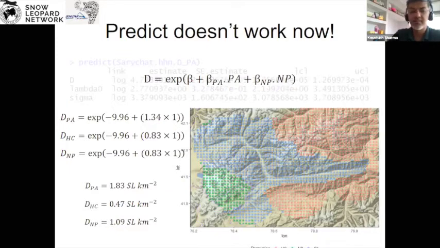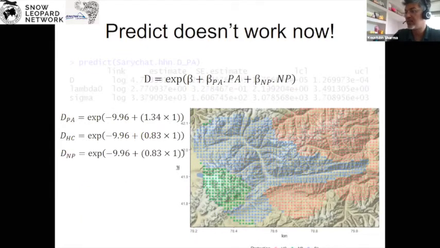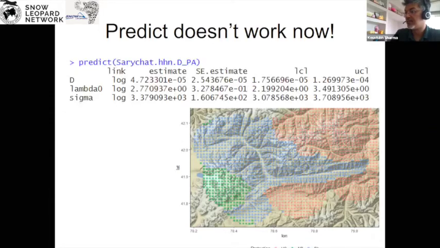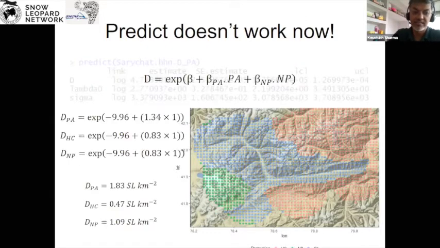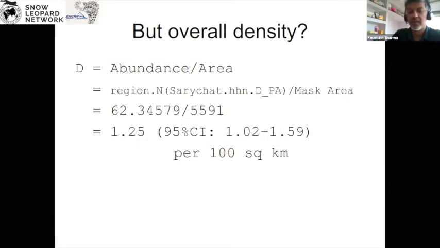Now, what it does is, if you look at this carefully, it's actually this value. So this value was being estimated at this little corner, somewhere in the unprotected area. And if you use this value as the overall density, then you're going to underestimate it. So one reason why I wanted to clarify and re-emphasize: do not use the predict function if you have used density as a function of one or more covariates.